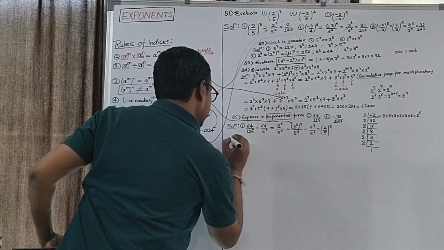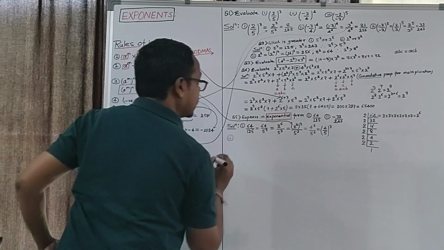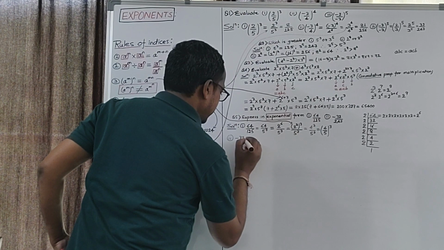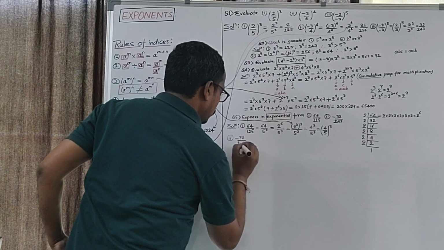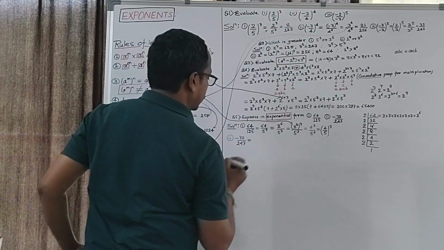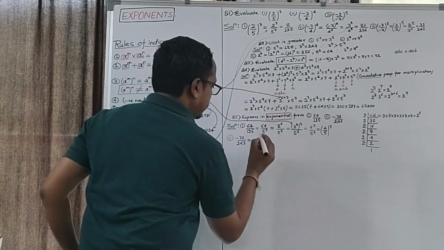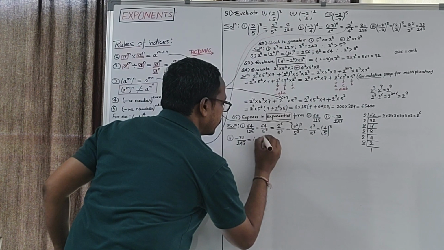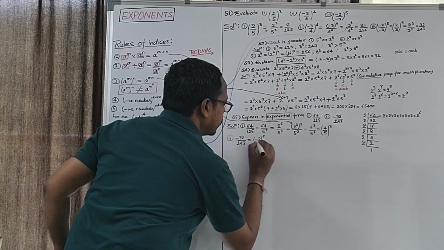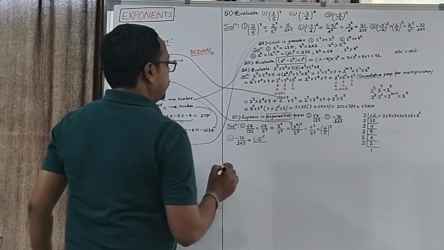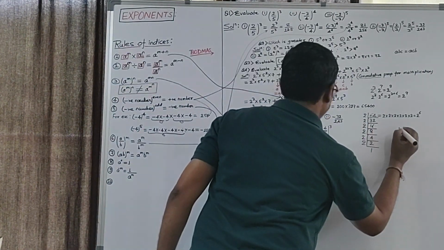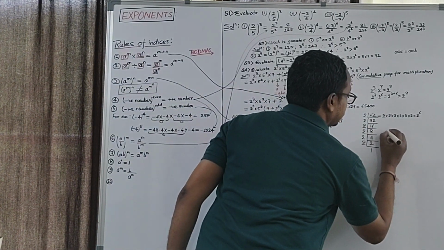Okay. Now let us solve question number 2. What is that? Minus 32 upon 243. So we know that 32, can we write it as minus 2 to the power 5? Right? Okay, 243, how can we solve it? Just see here.